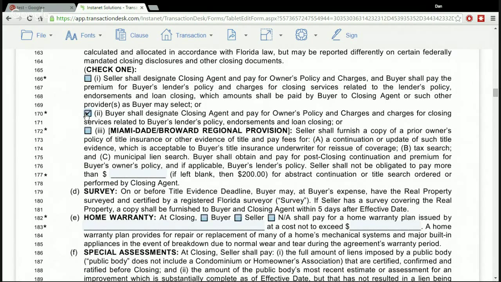Item 2, if you want to check this, doesn't make a lot of sense a lot of times, but the buyer will designate the closing agent. That means they choose, instead of up here where the seller chooses, seller picks, seller pays. On line 2, the buyer chooses and designates the closing agent. So in this case, they're also paying for their owner's policy. So now they're paying for their owner's policy and their lender's policy. So again, you would see why it wouldn't make a lot of sense most often to choose that for the buyer.